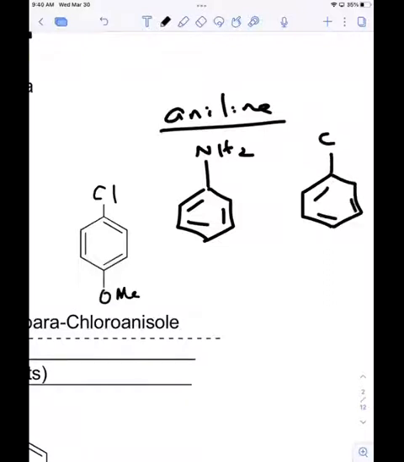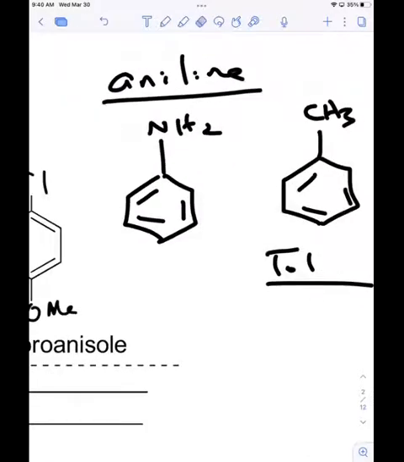Another one is here. This is toluene. Toluene is another example of a monosubstituted benzene that has a common name. So you wouldn't call that methylbenzene, even though that's the proper name for it. You call it toluene.